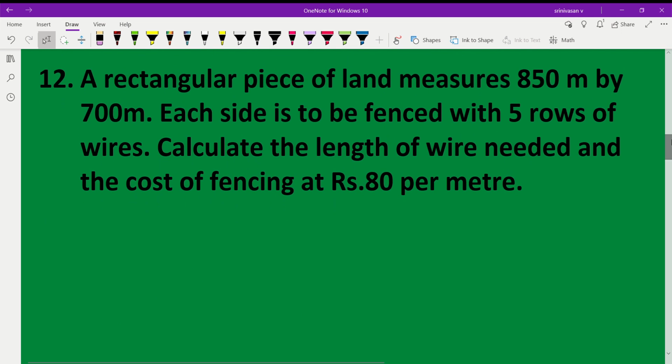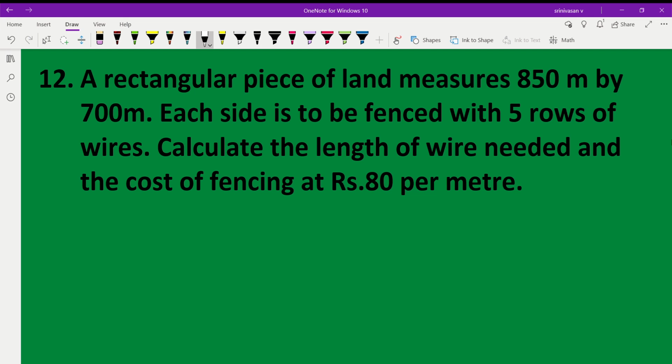A rectangular piece of land measures 850 meter by 700 meter. Each side is to be fenced with 5 rows of wires. Calculate the length of wire needed and the cost of fencing at rupees 80 per meter.